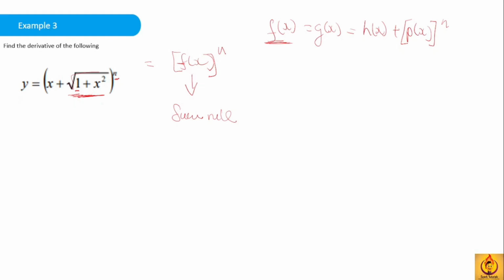We have the n here. This is a general power rule. General power rule says that when you're finding a derivative, you must also find the derivative of your function, which in this case will be the x plus, we need to find the derivative of that. But we don't stop there. We don't just find the derivative of this. We also need to find the derivative of what's inside it, which in this case will be this.